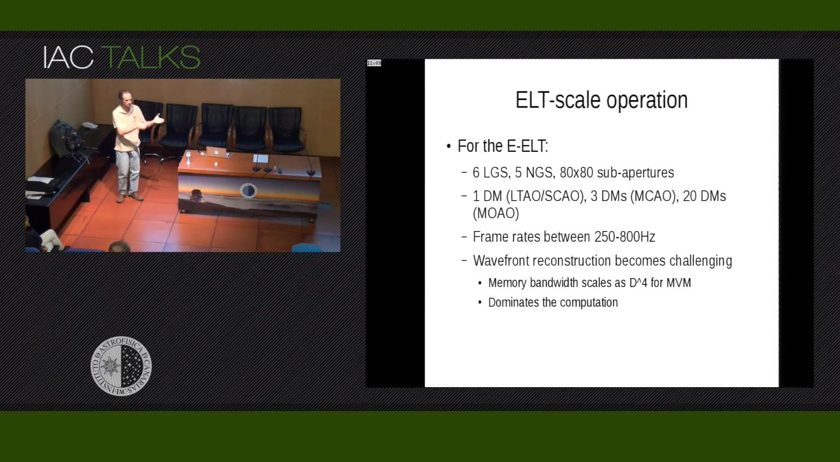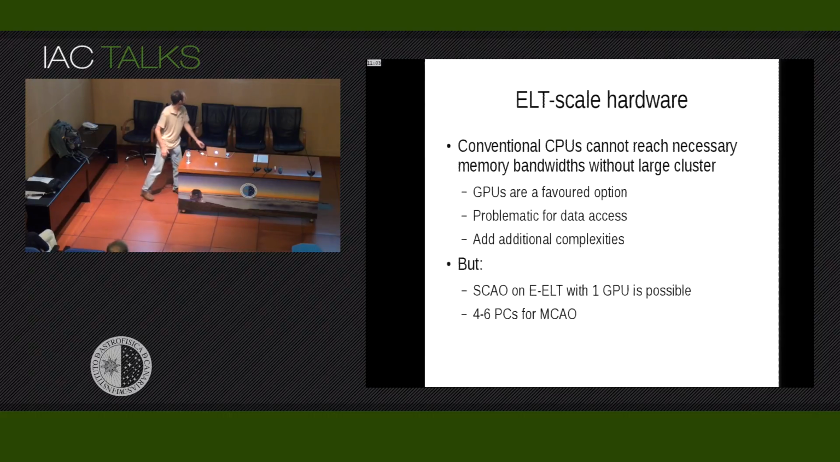The memory bandwidth that you need to do a conventional matrix vector multiplication scales as telescope diameter to the power of 4. So you can see going from a 4 meter to a 10 meter to a 40 meter, your memory bandwidth requirements scale quite rapidly, and that then dominates the computation. And that's where the memory bandwidth of GPUs comes in very handy.